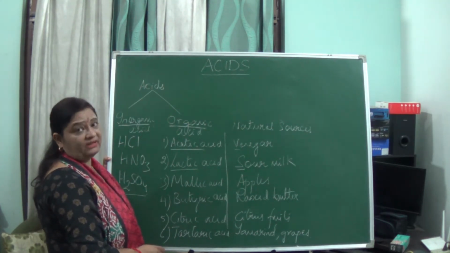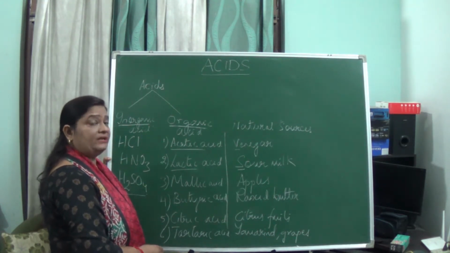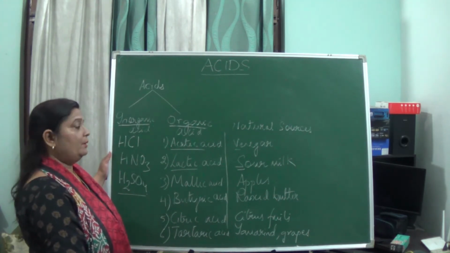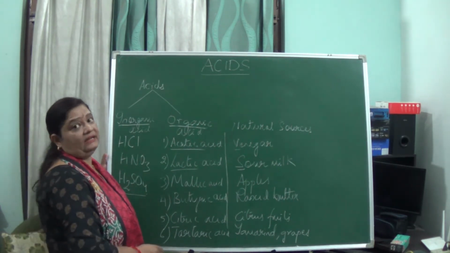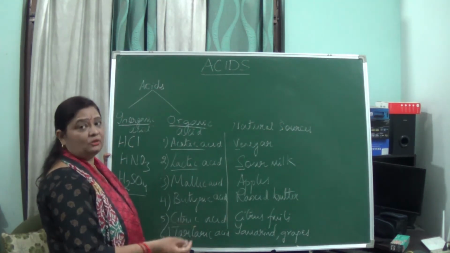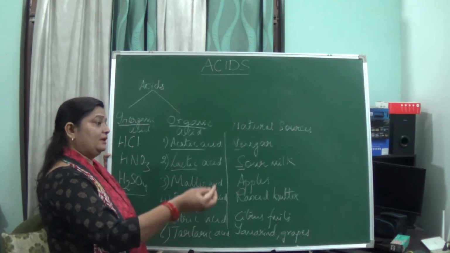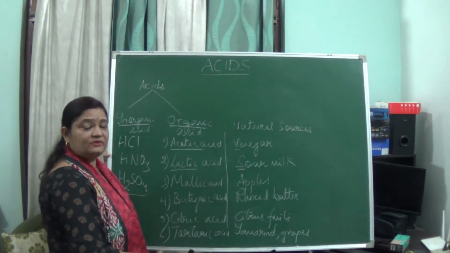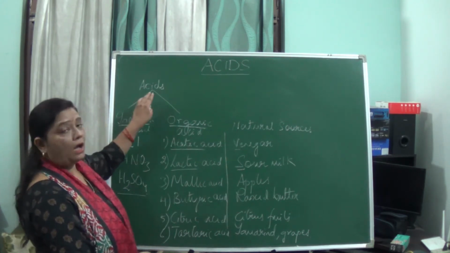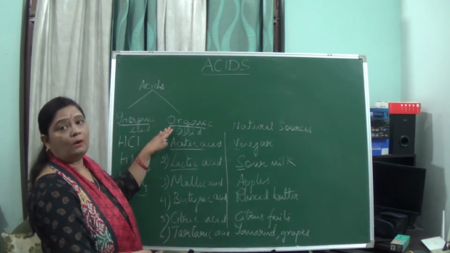Then formic acid, you can say, it is found in what? Ant sting. Formic acid is found even in the bee sting. Oxalic acid is found in what? Tomatoes. So these, tomatoes, are organic in nature. It is obtained from plants, which are living things, isn't it? So according to the occurrence, there are two types of acids, inorganic and organic.